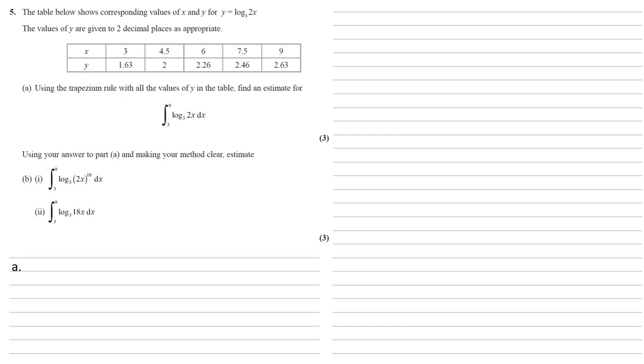This is just a case of remembering and applying the trapezium rule. So our trapezium rule formula is h over 2, where h is the width of our groups. Looking at our table, you can see the x's go from 3 to 4.5 to 6 and so on. So it's a gap of 1.5 each time, so our h will be 1.5. And in the brackets, we've got y0, our first y value, plus yn, which is our last y value, plus two lots of the sum of all of the other y's.